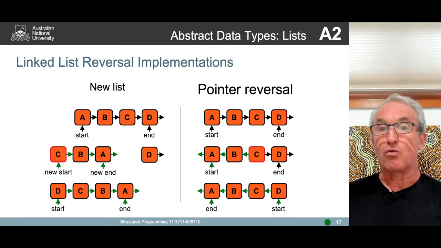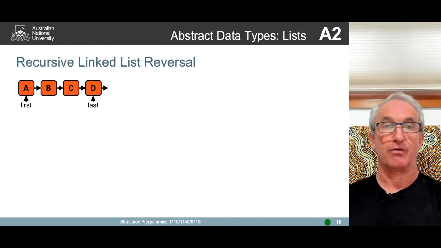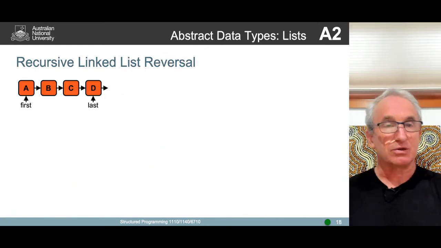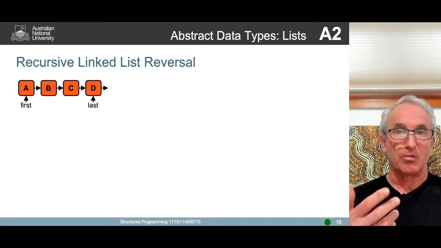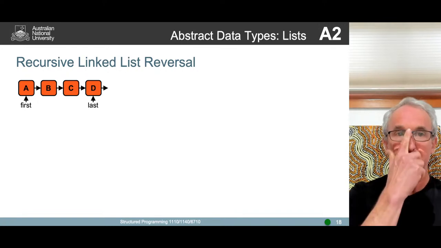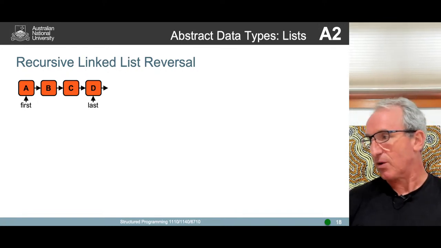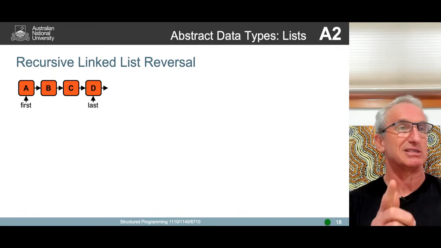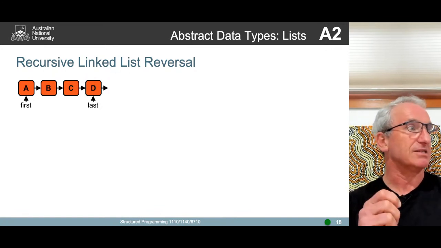Let me now show you recursive list reversal. Okay, recursive linked list reversal. You've looked at recursive algorithms before. Now, let me remind you of what you need to do. You identify a base case, okay? And what would the base case be for a list reversal? Someone suggested this in the tests. What's a base case for a list reversal?